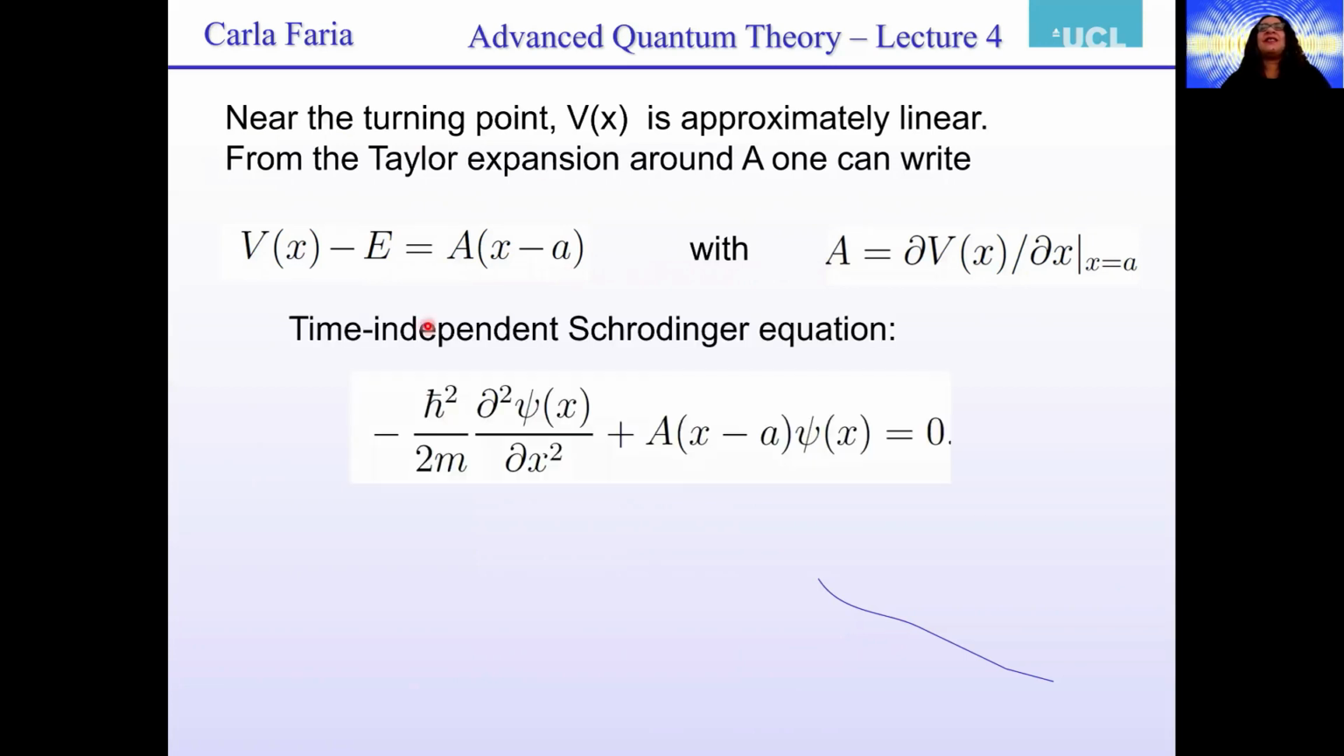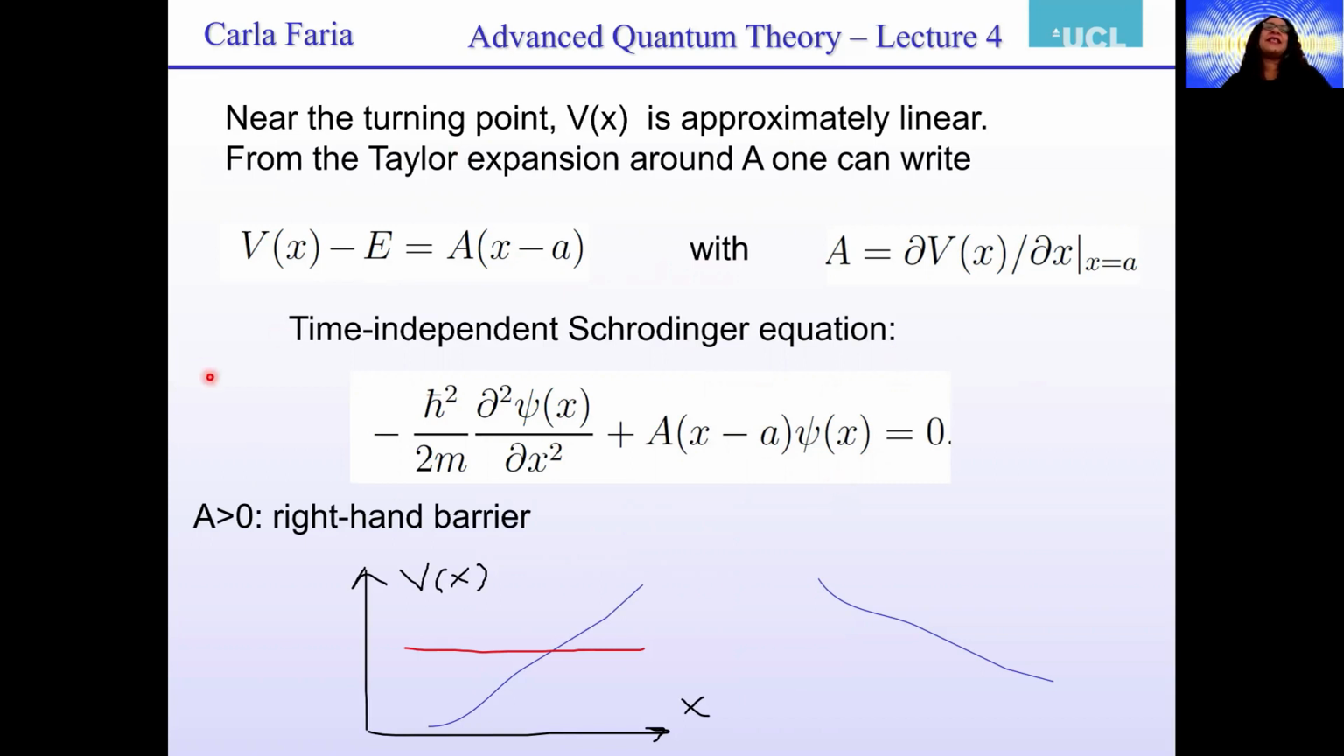So this means that our time-independent Schrödinger equation looks like this now. So we have rearranged this, and we know that this is the solution that we'll be seeking.